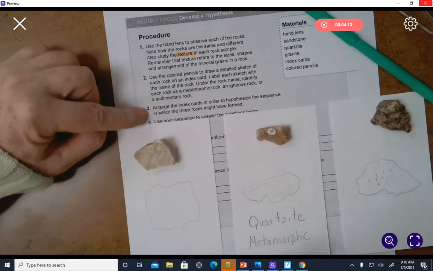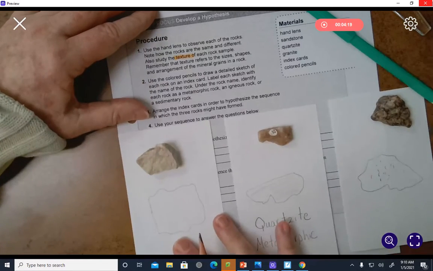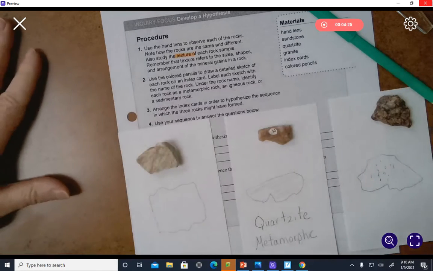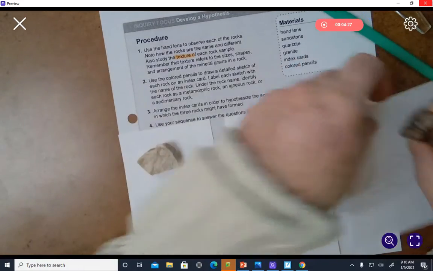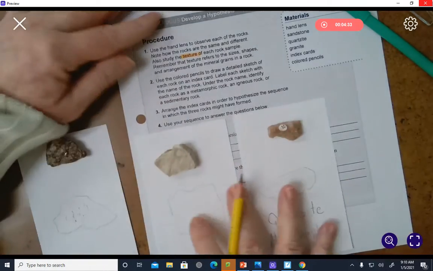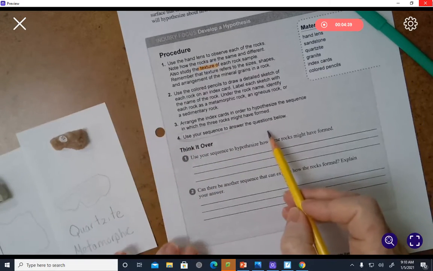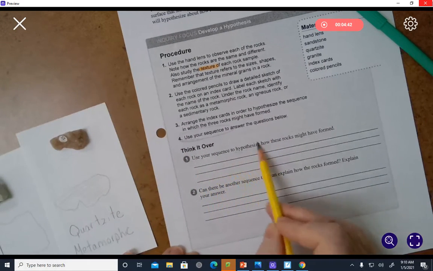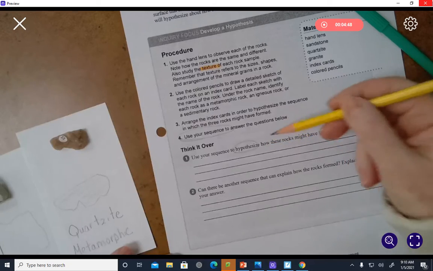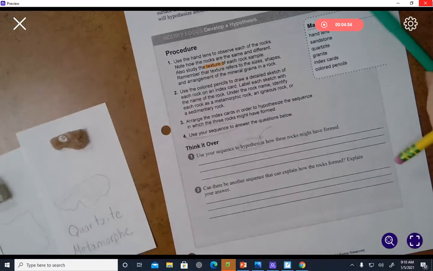Now, it says arrange the index cards in order to hypothesize the sequence in which the 3 rocks might have formed. Now, if I'm recalling one of the papers on the rock cycle, it seems to start with magma. And so I'm going to maybe assume that this one might come first, and I would do just 1, 2, or 3, or however you might think that is. You're going to use your sequence to answer the questions below. Use your sequence to hypothesize how these rocks might have formed. So you can't write I don't know, because it's asking you to hypothesize about how the rocks have formed.